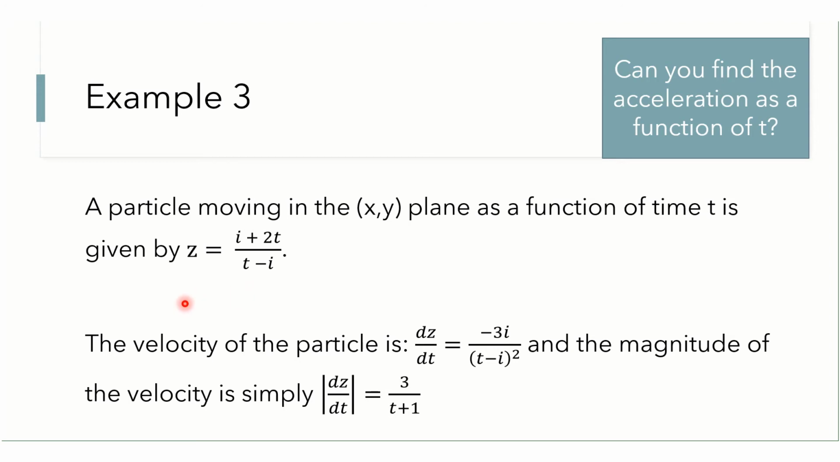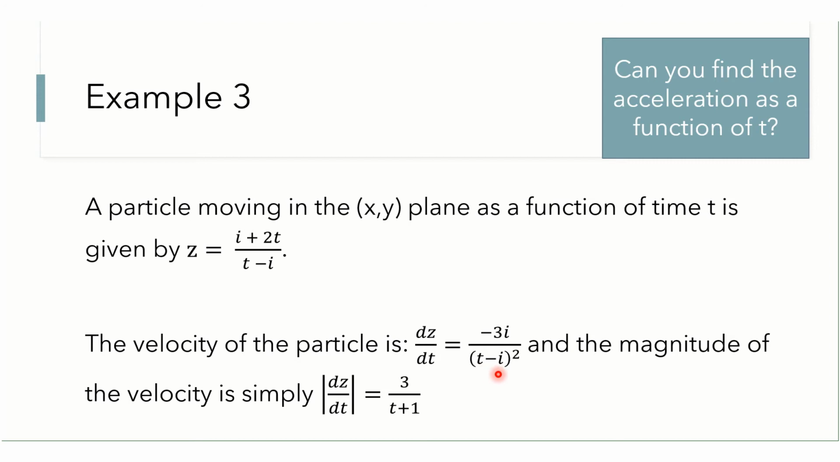Then when you are given this complex number, you should be able to find, in this case, the velocity of the particle. So we know that the velocity is the change of the position as a function of time, and here you simply take the derivative of z with respect to time, and you should be able to get this expression, which is minus 3i divided by (t - i) squared. So this is the velocity.